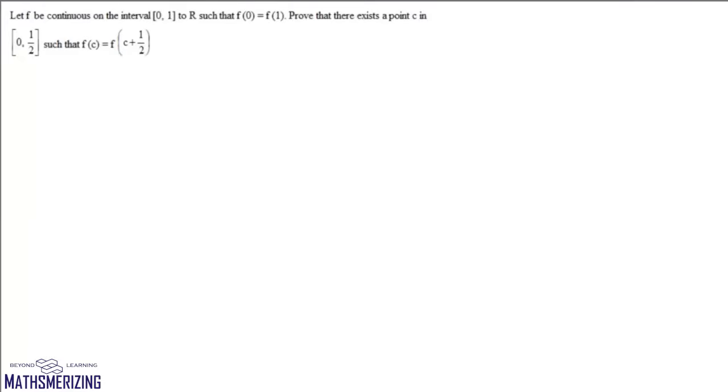Now here the question is, let f be continuous on 0, 1 such that f0 equals f1. Then prove that there exists a point c in 0, 1 by 2 such that fc equals f of c plus 1 by 2. Now what we'll do is, we'll assume a function gx which is fx minus f of x plus 1 by 2. Now since f is continuous, fx minus f of x plus 1 by 2 will also be continuous.